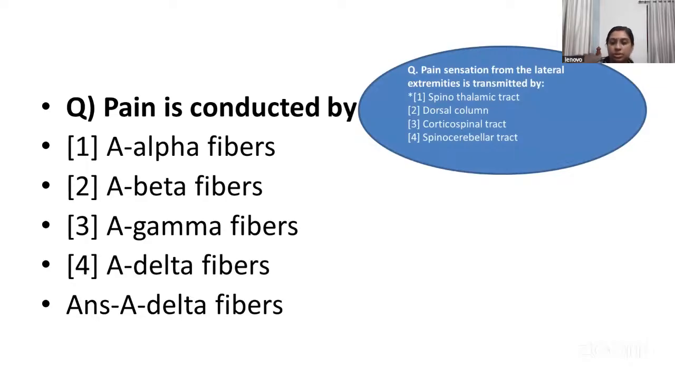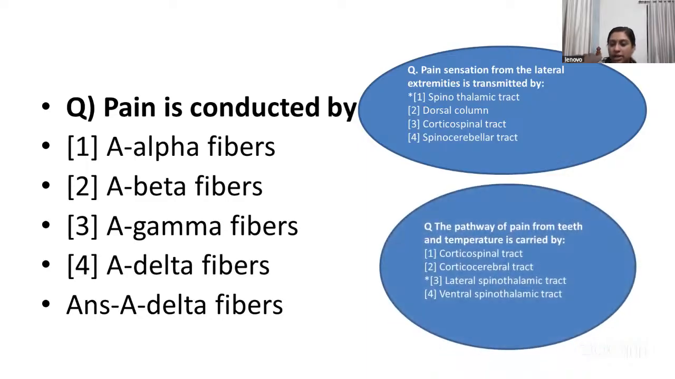Another question: pain sensation from the lateral extremities is transmitted by the spinothalamic tract. Pain and temperature is from the lateral spinothalamic and anterior spinothalamic. Sorry, the lateral spinothalamic tract is concerned with the pain sensation, temperature sensation, etc. Also, the pathway of pain and temperature is carried by the lateral spinothalamic tract.